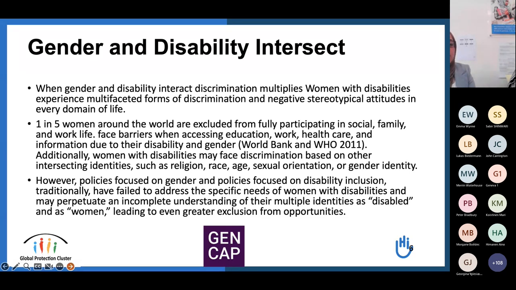So it means that women with disabilities may face discrimination based on their intersecting identities, such as religion, race, age, sexual orientation, or gender identity. That's why it's required not to look only at the general information of 1 in 5 women in the world being women with disabilities, but we need to look at how these factors also intersect to understand how these women experience disabilities within their communities in a very clear and detailed way, to be able to respond to their needs with an inclusive approach.